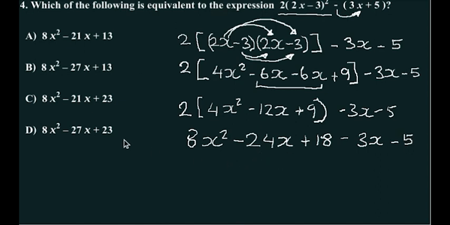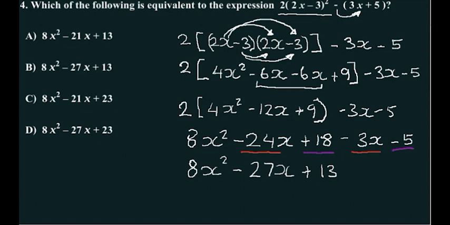So let's do a summation now. So we have a minus 24x and a minus 3x, and that will give us a total of minus 27x. So that's going to be either B or D. So let's look at the number, and we have a minus 5 and a plus 18. Okay, so that's going to give us a result. Again, use your calculator if you find it difficult. It will be plus 13. So the answer will be B.